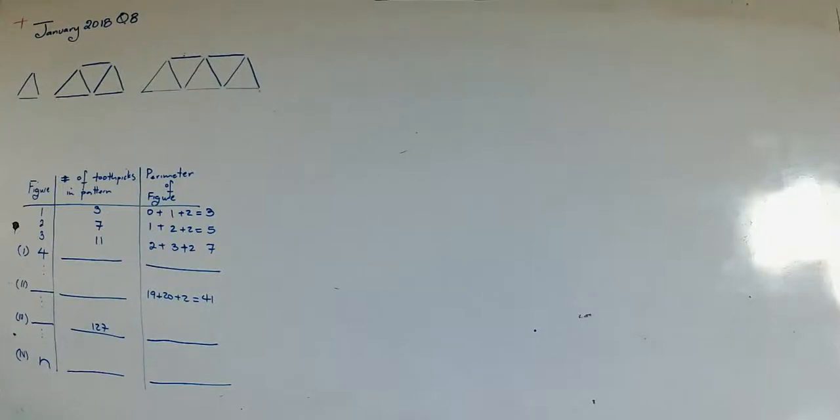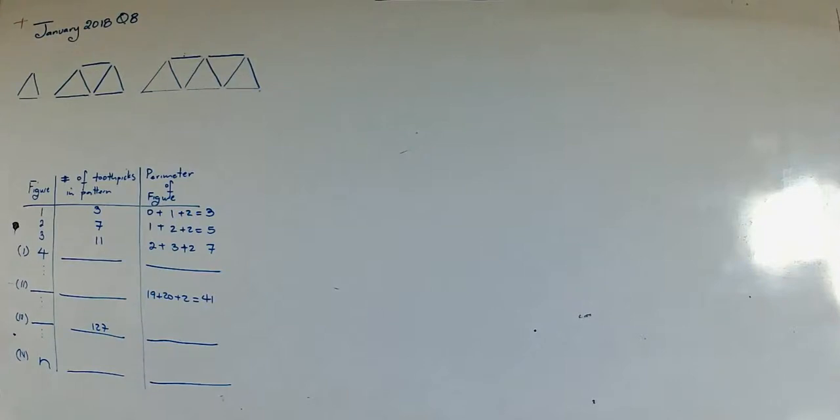Alright. January 2018, question number 8. This is what it says. A sequence of figures is made from toothpicks of unit length. It means that the length of one toothpick is what? 1. So unit means what? 1. Of unit length, the first 3 figures in the sequence are shown below.